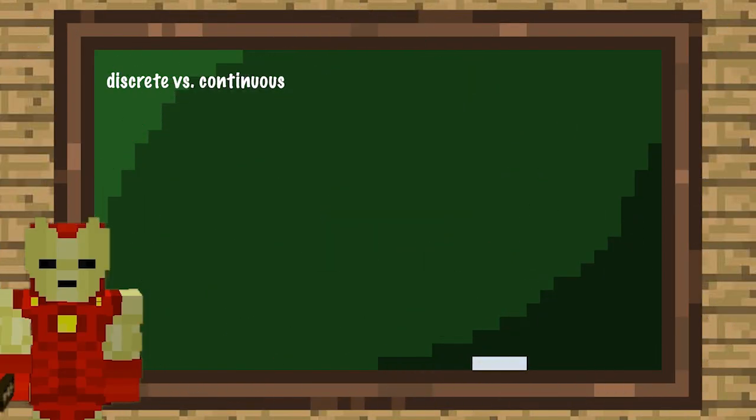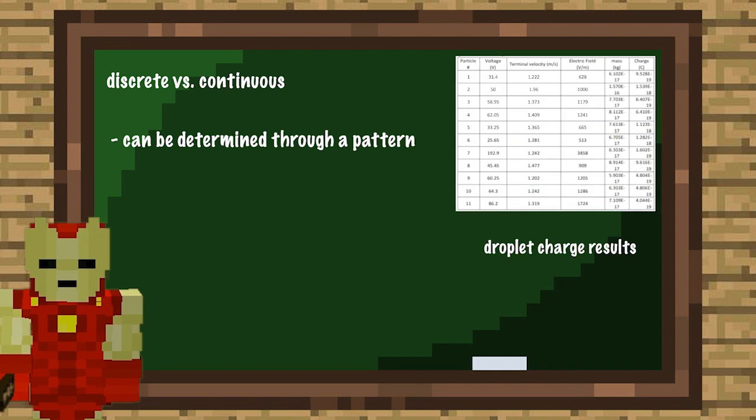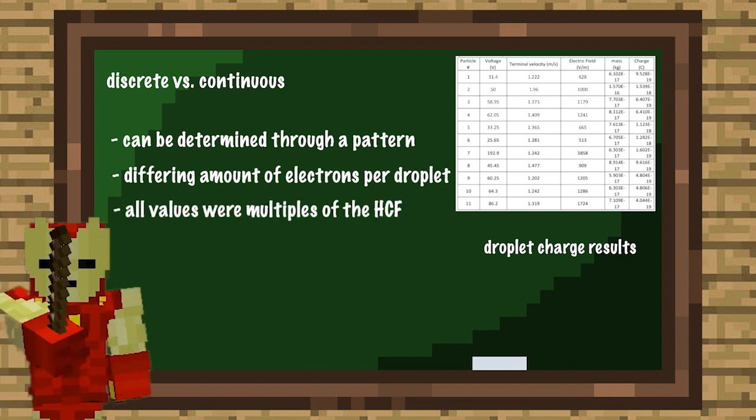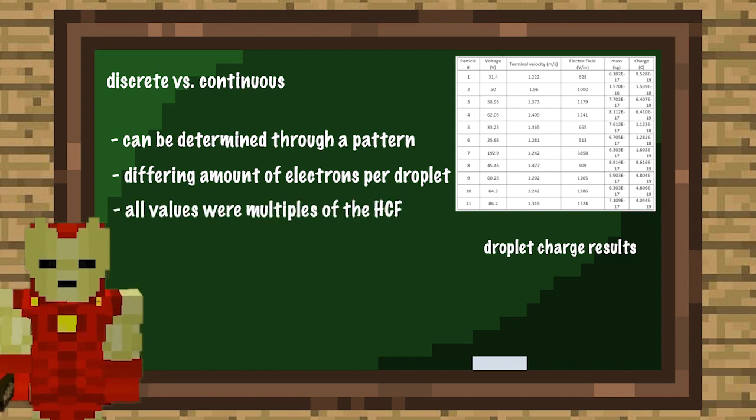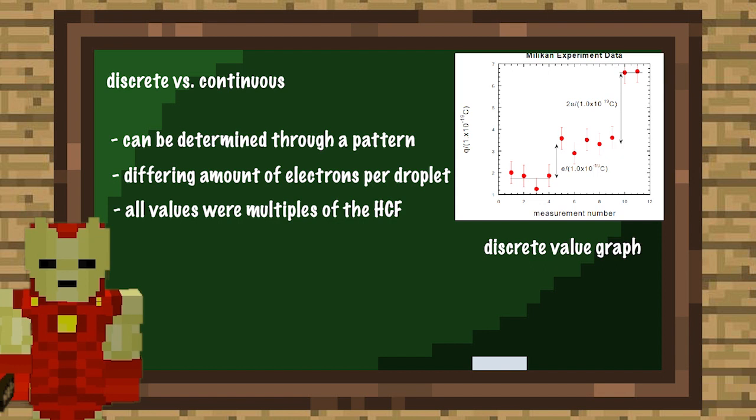Going into the experiment, Millikan didn't know whether the value of the charge was continuous or discrete, and thus sought to distinguish a pattern through the collection of a great deal of data. This also ensured that the data accounted for the difference in the number of electrons that each droplet carried. During his analysis, Millikan determined the existence of a pattern by finding the highest common factor, where at least one of the droplets carried a singular electron.